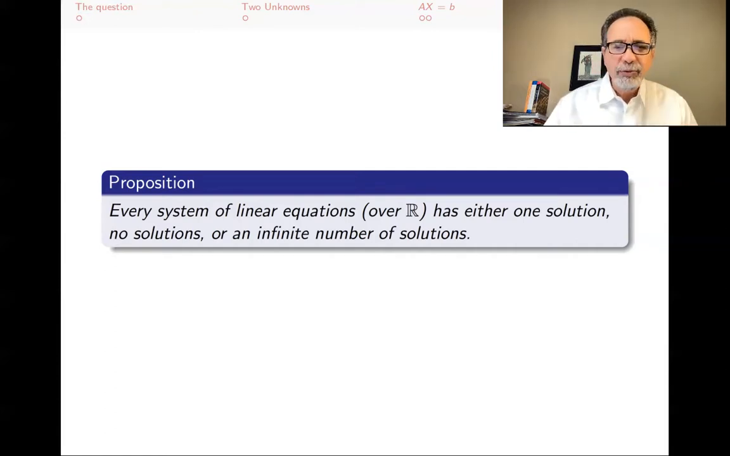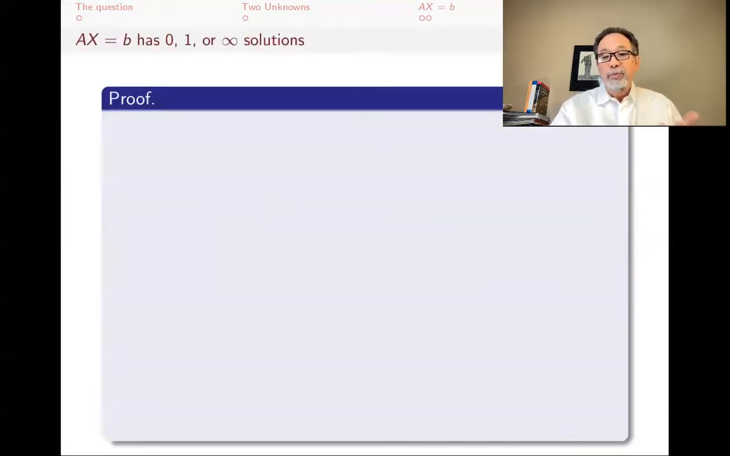It doesn't have to be the real numbers, it could be the complex numbers, but it definitely has to be an infinite field. If you're talking about a finite field, and the proof will tell you why, there might actually be a finite number of solutions other than 0 and 1. Okay, so now we want to prove this.